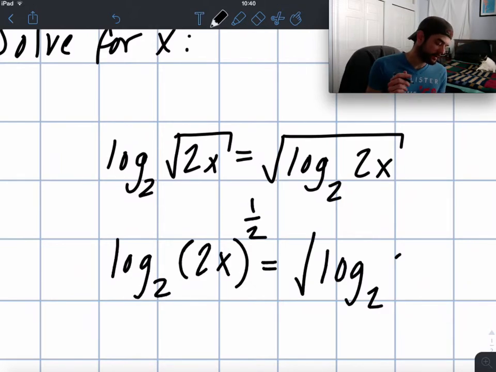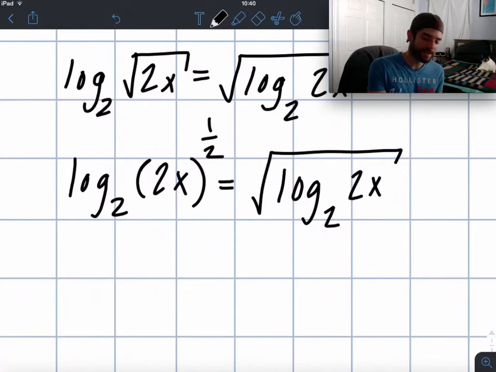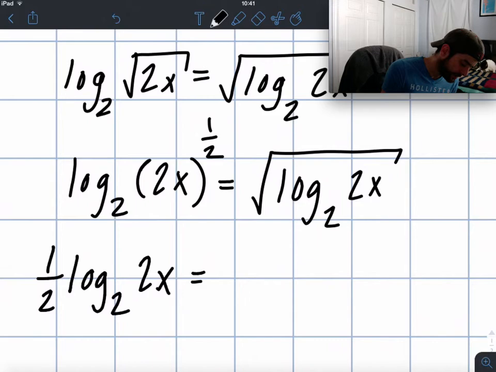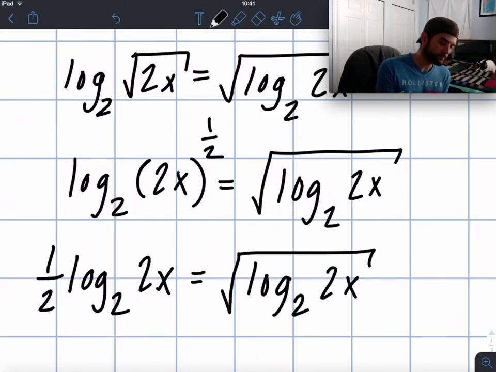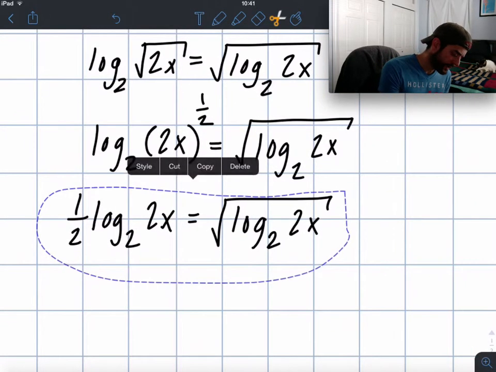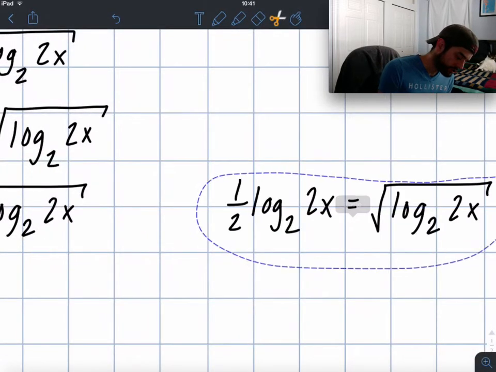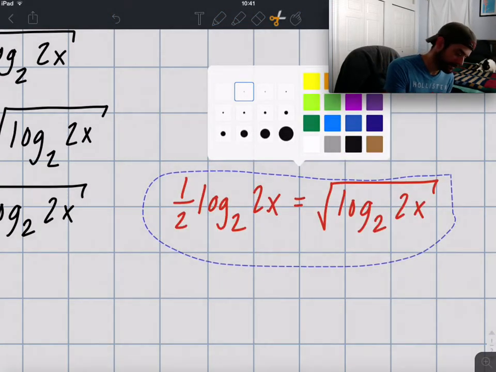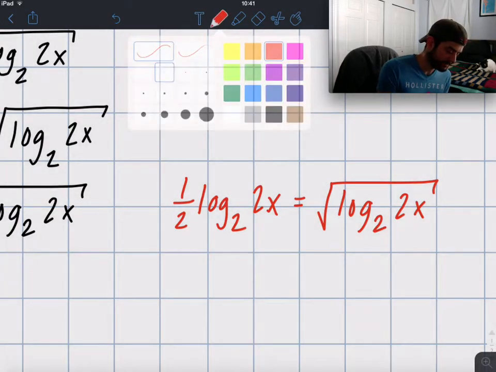And then next I'm going to take that exponent that's inside the log on the left, and move it as a coefficient for that log. So this becomes 1/2 log base 2 of 2x equals the square root of log base 2 of 2x. Now again, notice I'm not going to do that for the right-hand side, and in fact I can't do it for the right-hand side. So to show you why I can't, I'm going to do it in red so you know that you can't do this. Red means bad, well, in this case anyway.